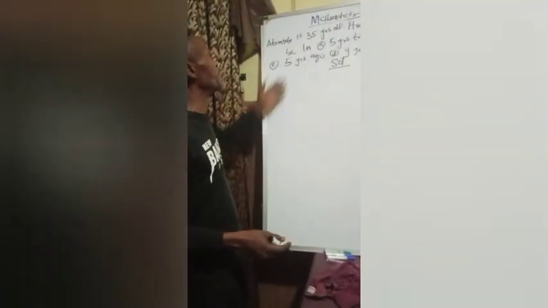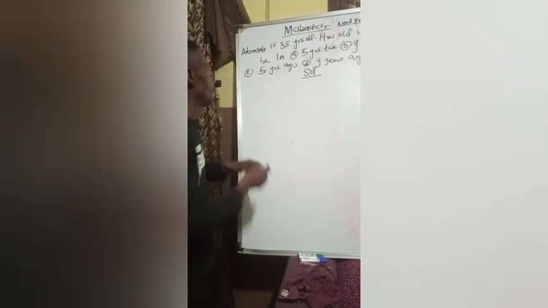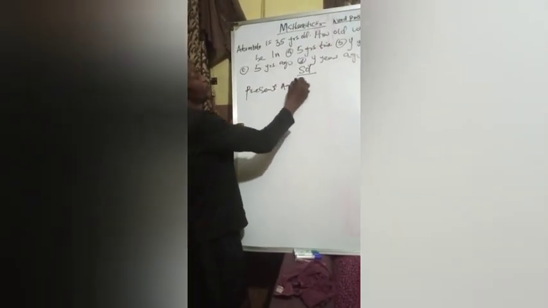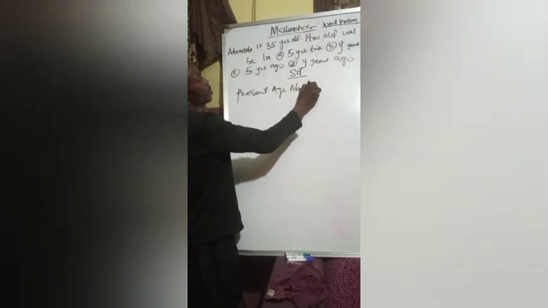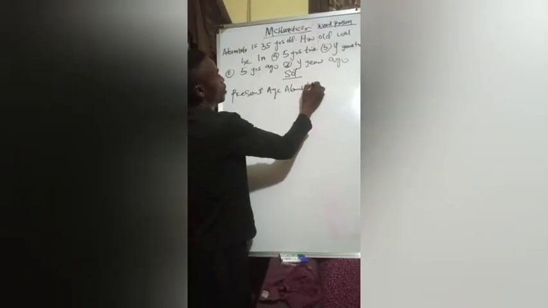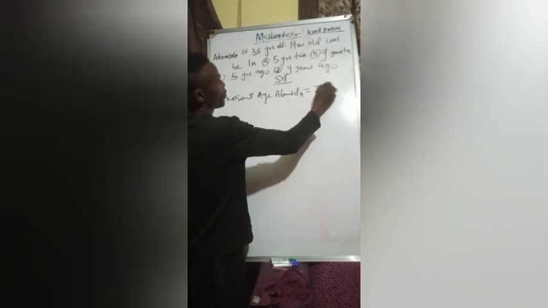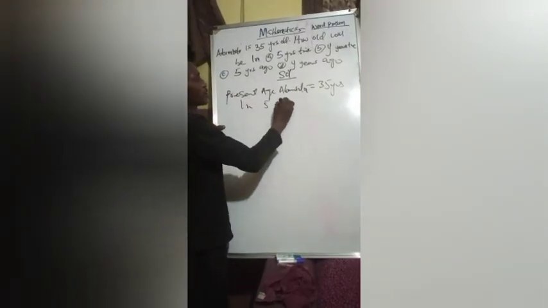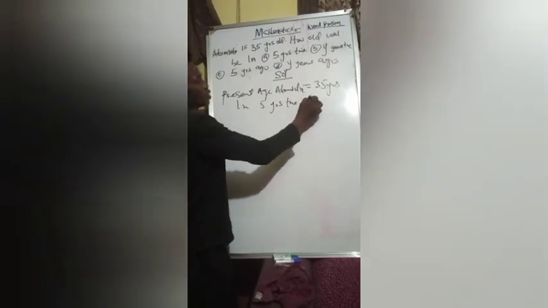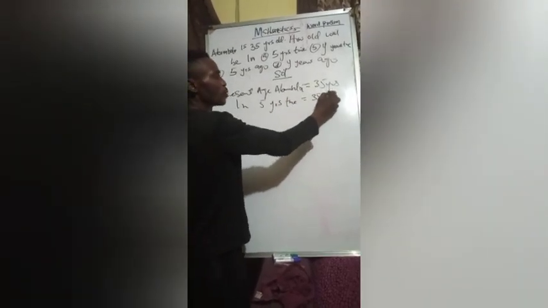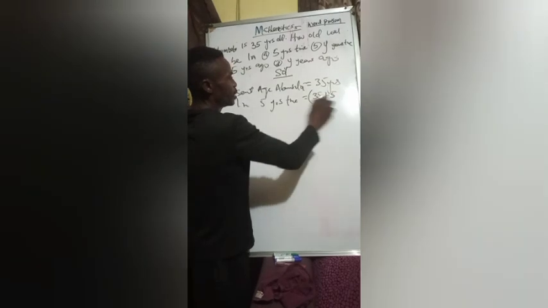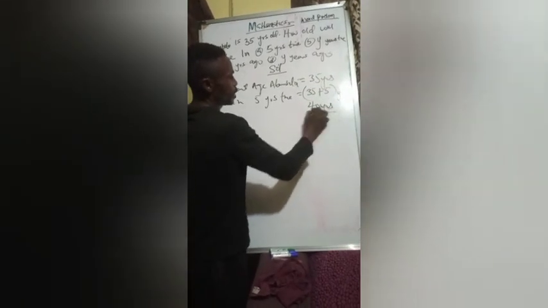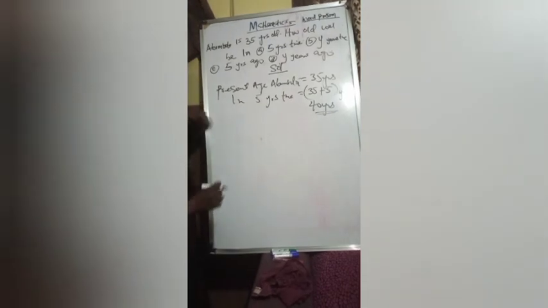Take it down. For example, Abimbola is 35 years old. How old will he be in 5 years' time? My present age of Abimbola is what? 35 years. Then in 5 years' time is going to be what? 35 plus the 5 years' time, 5. Total, what do you have? 40 years. It is going to be 40 years in 5 years' time.